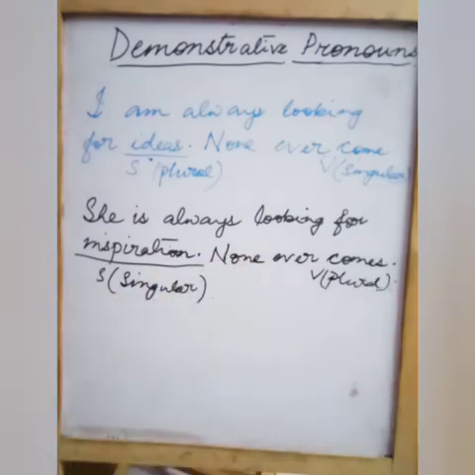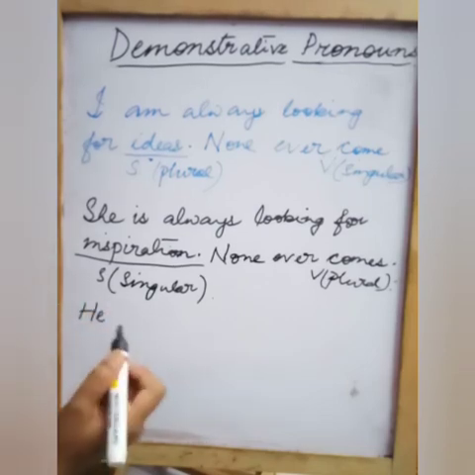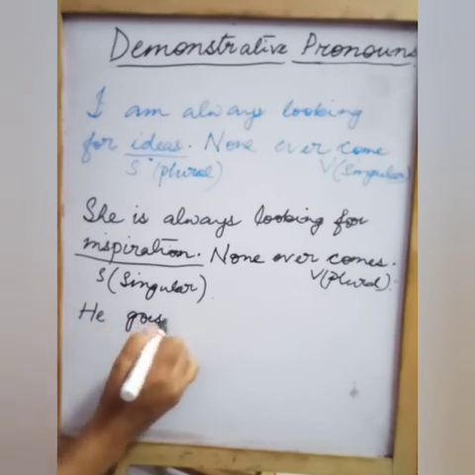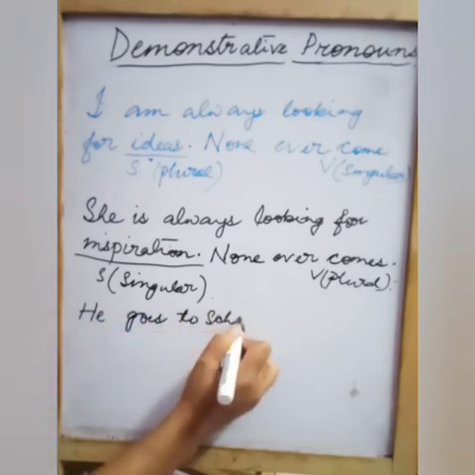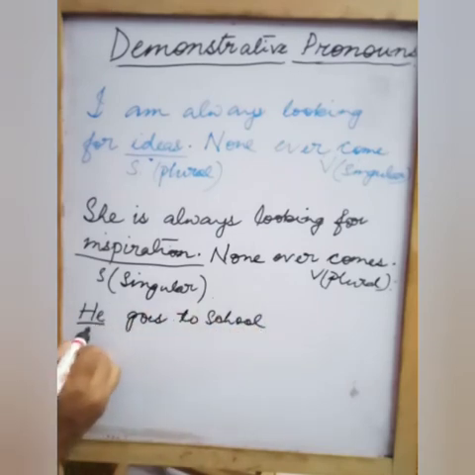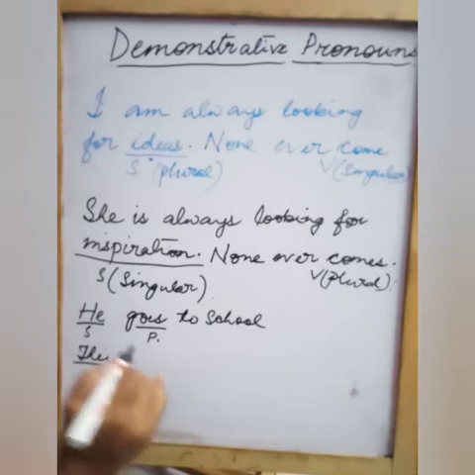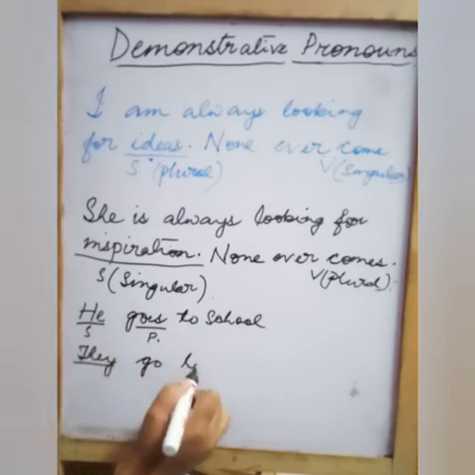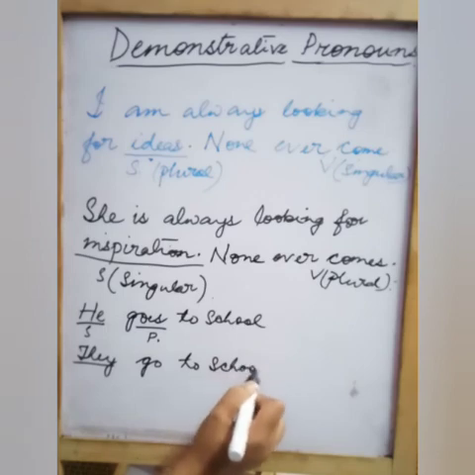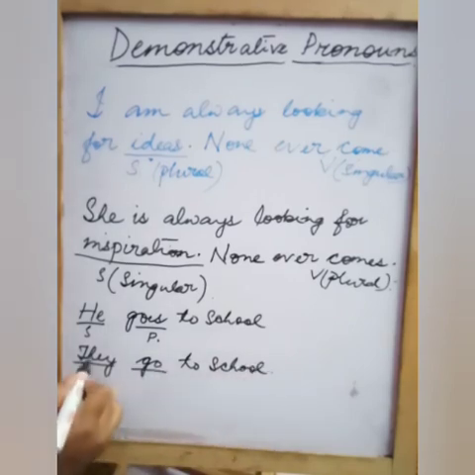Hence here the verb will be plural, isn't it? Suppose I am saying he goes to school. Do I say he go to school? No, I say he goes to school. See, subject is singular, hence the verb is plural. Now if the subject is plural, they goes to school? No, they go to school. Fine, the subject is plural here, hence the verb is singular. So this is called subject verb agreement, right?